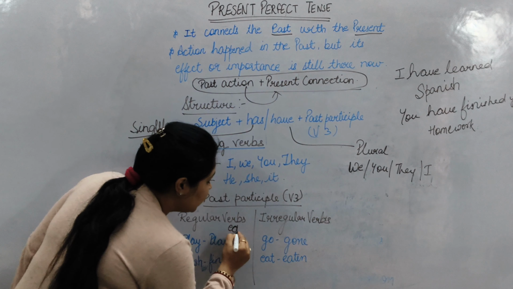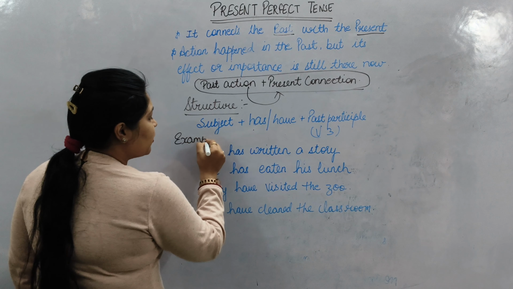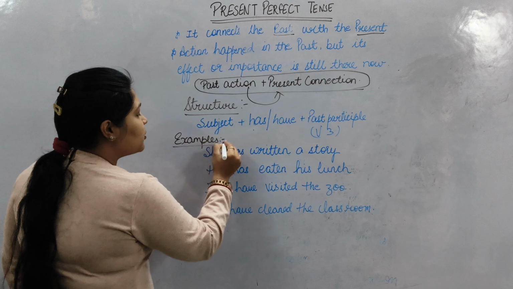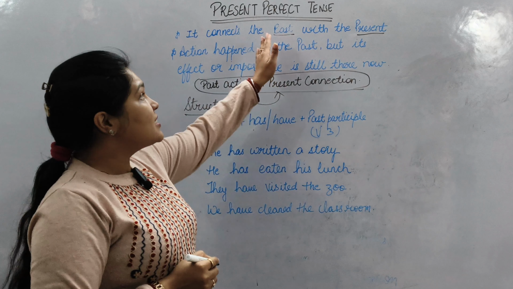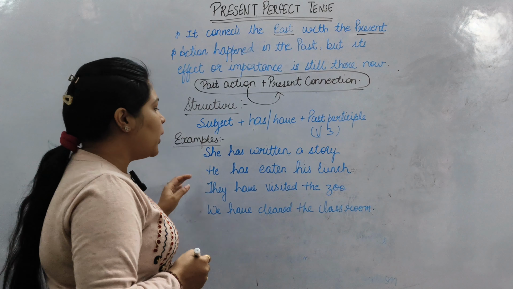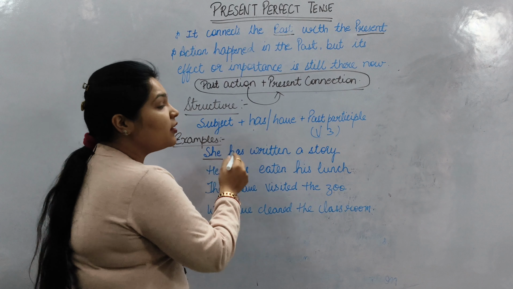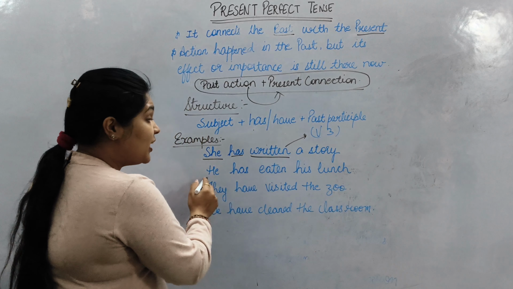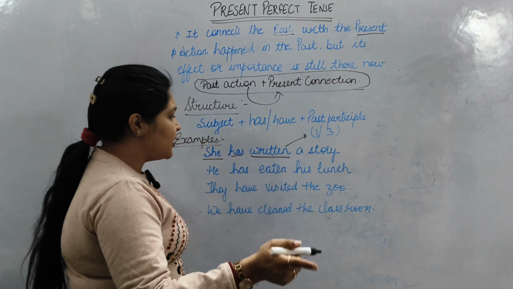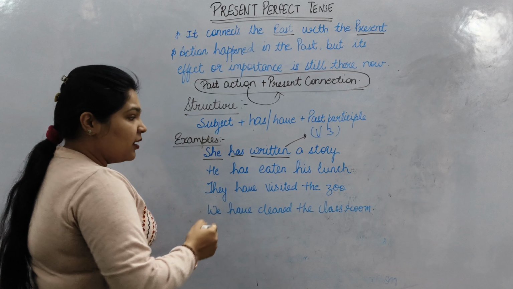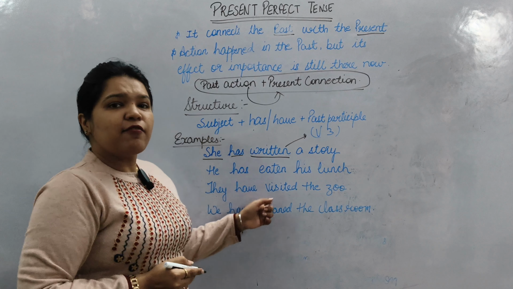It's time to learn the examples of the present perfect tense. These are the four examples of the present perfect tense that will help you learn or understand this perfect tense in a better way. She is the subject, has or have. With she, we use has. I've already told you. She has written a story. Verb third form. He has eaten his lunch. They have visited the zoo. We have cleaned the classroom.